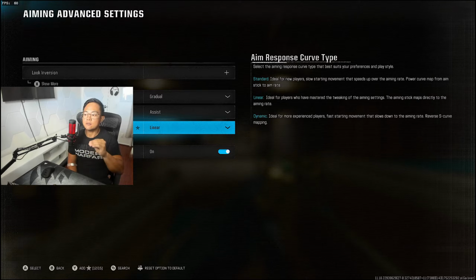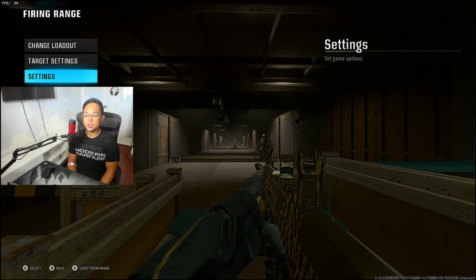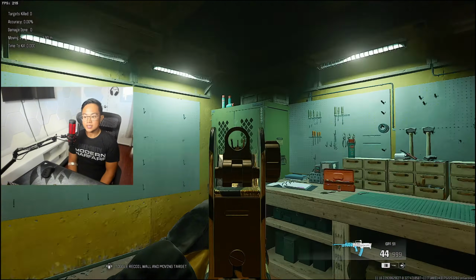Linear is ideal for players who have mastered the tweaking of the aim settings. The aiming stick maps directly to the aiming rate. Remember what we talked about: aiming stick is the pressure that you put on the stick, and aiming rate is the speed at which your target, your dot, your crosshairs move.